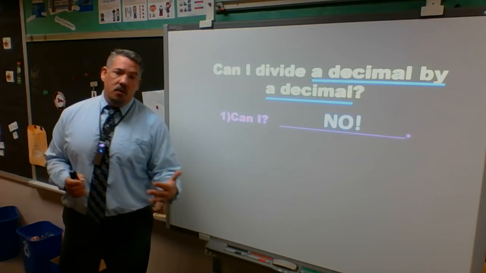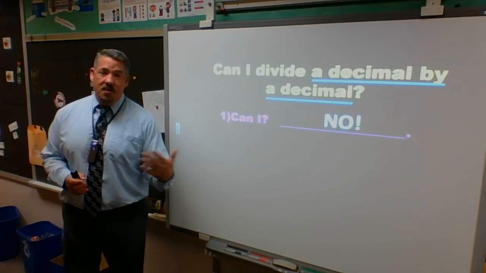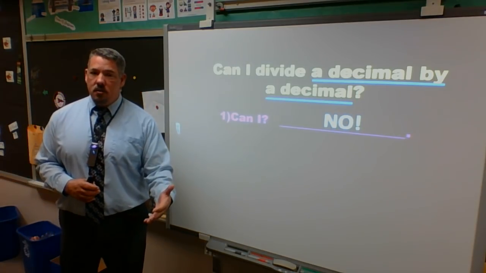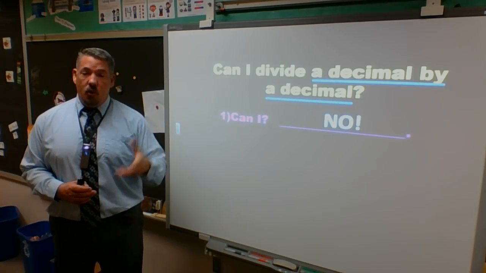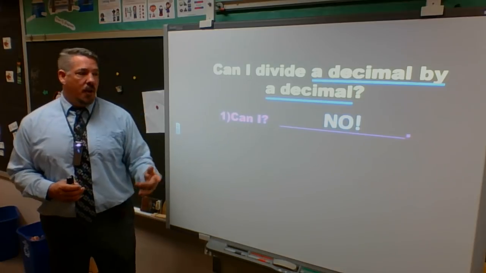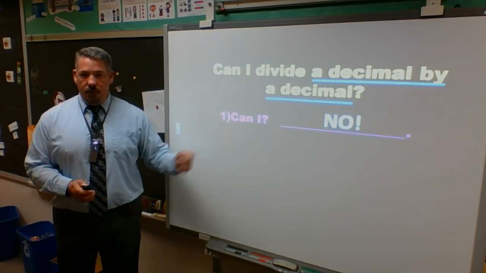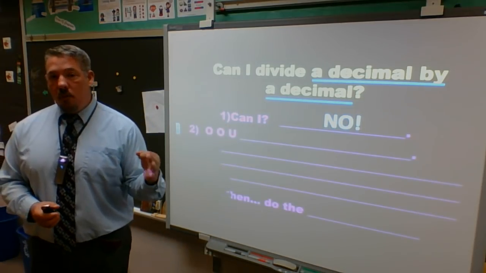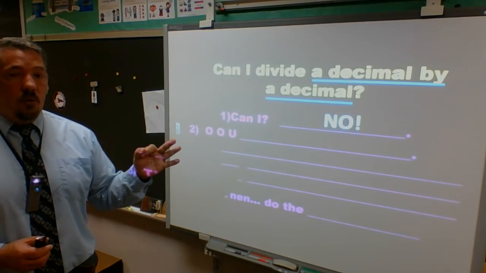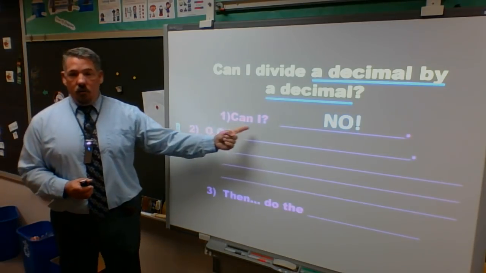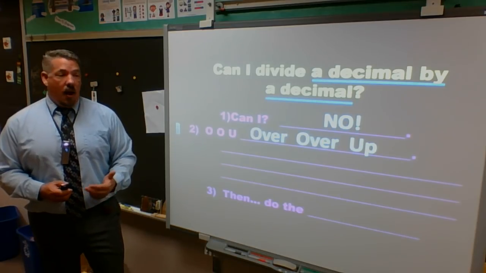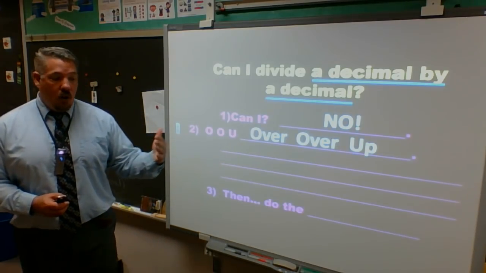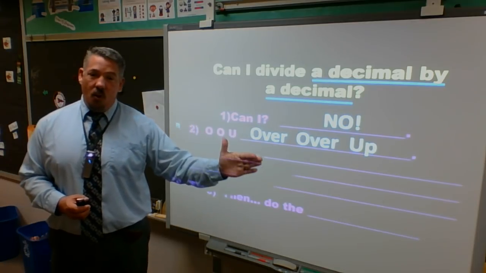Later this week, when we get into the fractions and we start doing division of fractions, it's the same answer. I can't divide fractions. But in the same way that I know to flip that second fraction and create a new math problem that I can do, I can make some changes to this one. We had 3 letters to remember how to change it. OOU. On your notes, you should be writing down what those mean. They mean over, over, up. I have to go over on the outside, over on the inside, and then I have to go up.